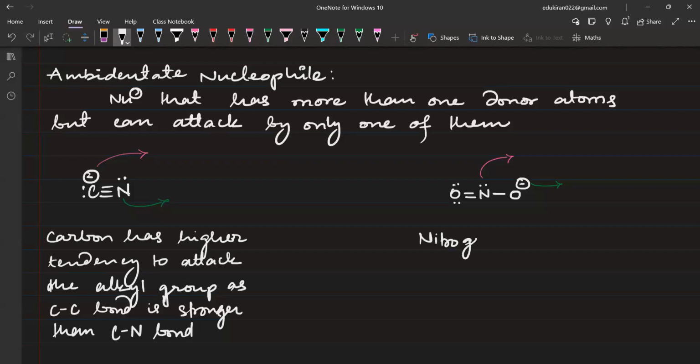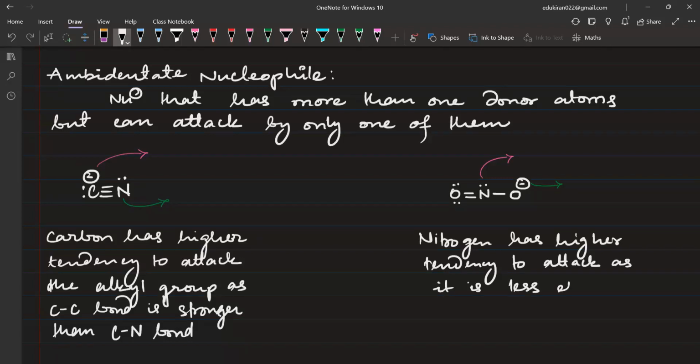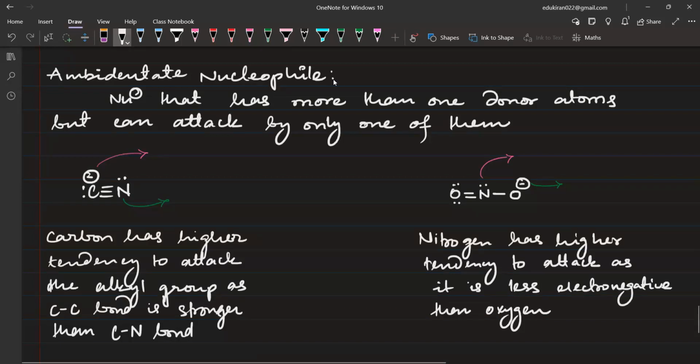Nitrogen has higher tendency to attack as it is less electronegative than oxygen. All of you got this?